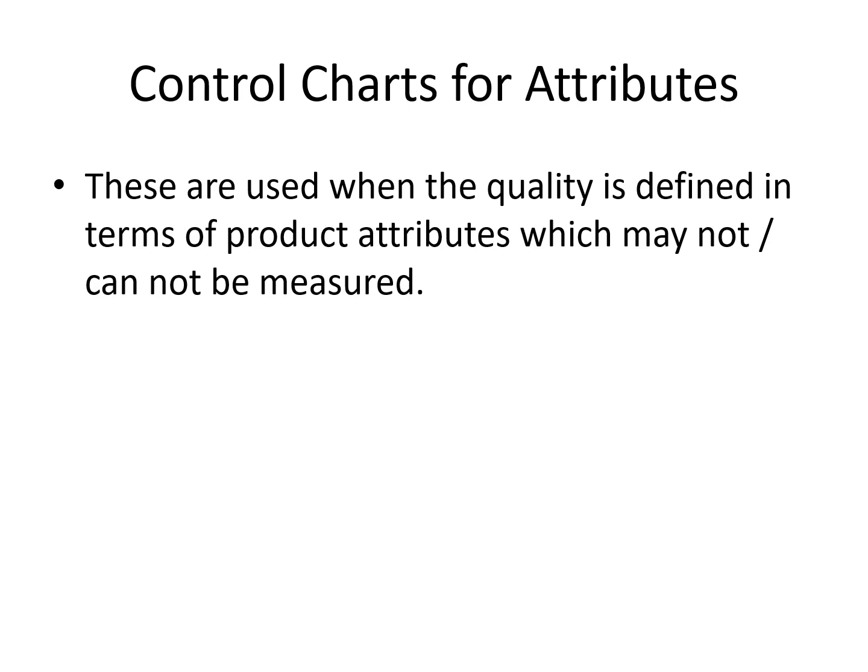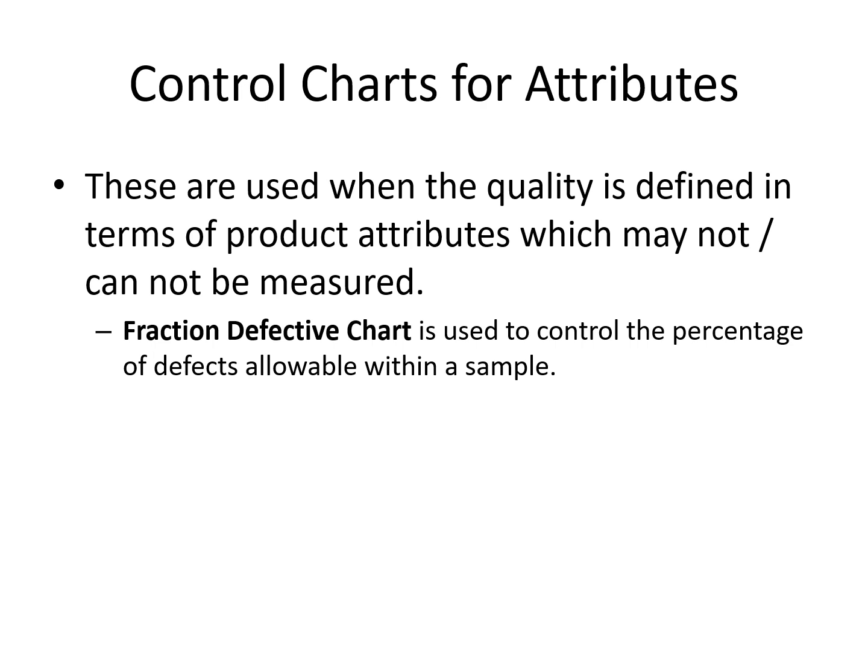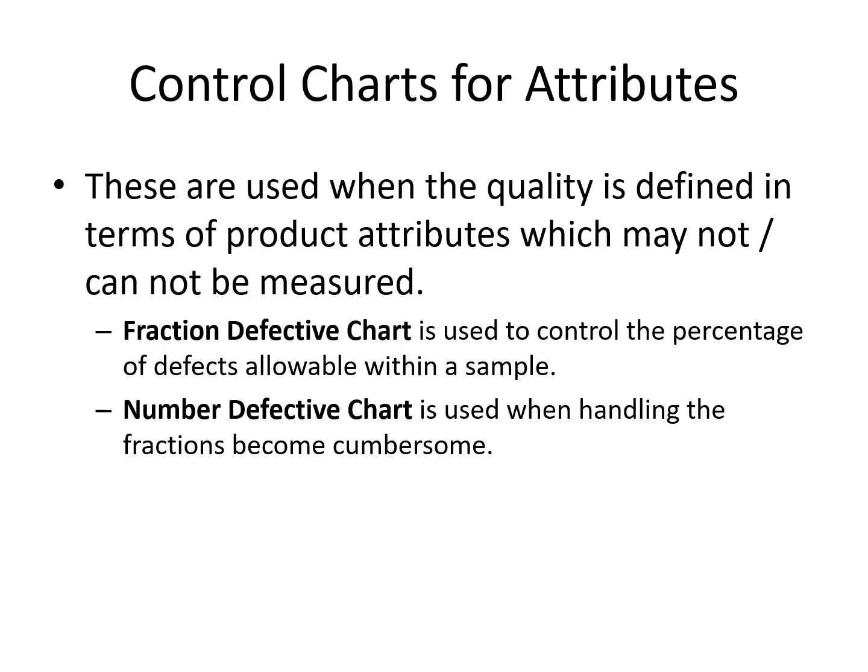So let us have a recap on the quality control charts for attributes. As we discussed, the quality control charts for attributes are used to control those quality parameters of a product which cannot be measured or put in dimensions. We discussed 3 different types of charts. Firstly, the fraction defective chart, which is used to control the percentage of defects allowable within a sample. Then the number defective chart, which is used to control the number of defectives allowable within a sample. In both these cases, there has to be a specific sample size.